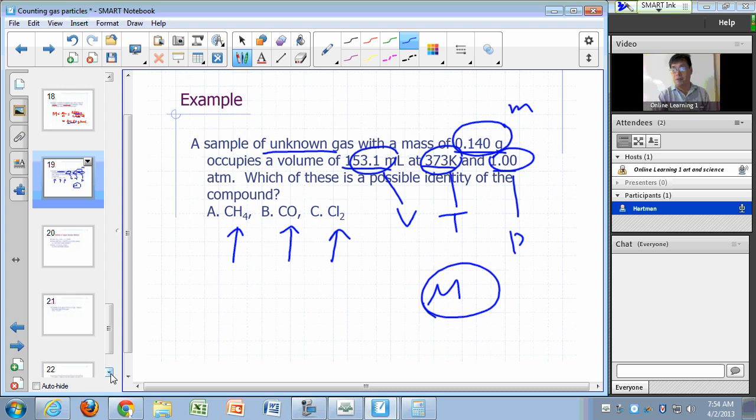Remember your value for R is 0.08206 liters times atmosphere per Kelvin per mole, okay?